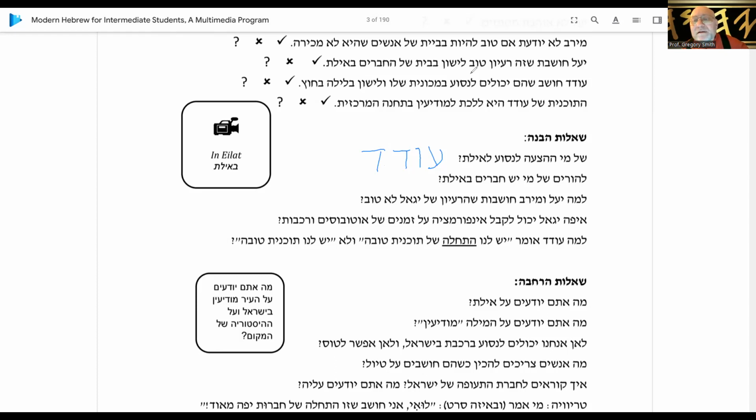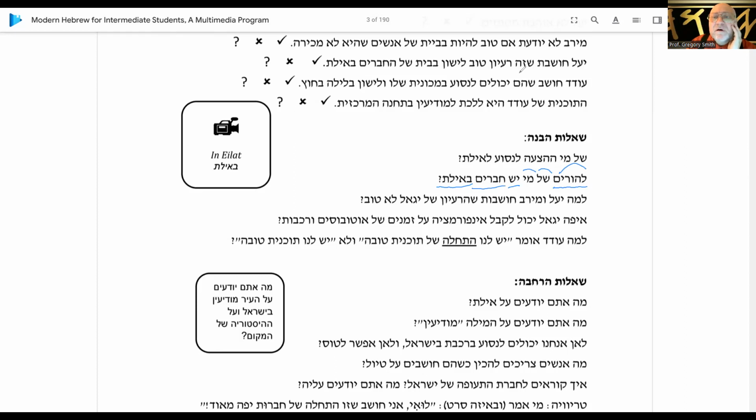All right, so let's take a look at this one here. Lahorim, the horim, I think those are the parents. Lahorim shel mi? להורים של מי? So basically, to the parents belonging to who? That's what they're saying. To the parents belonging to who? Yesh chaverim be'Eilat, there are friends in Eilat. Okay, so who's the individual? Remember that their parents have friends in Eilat.